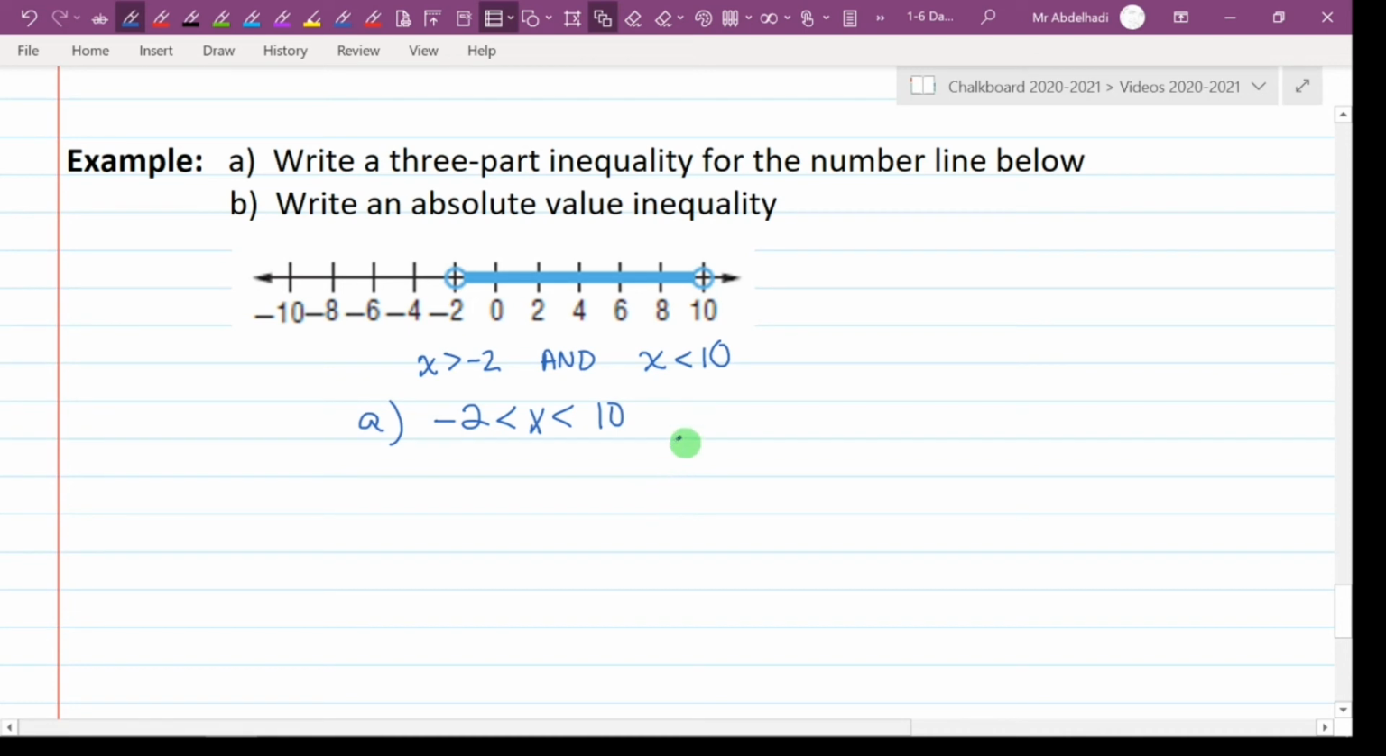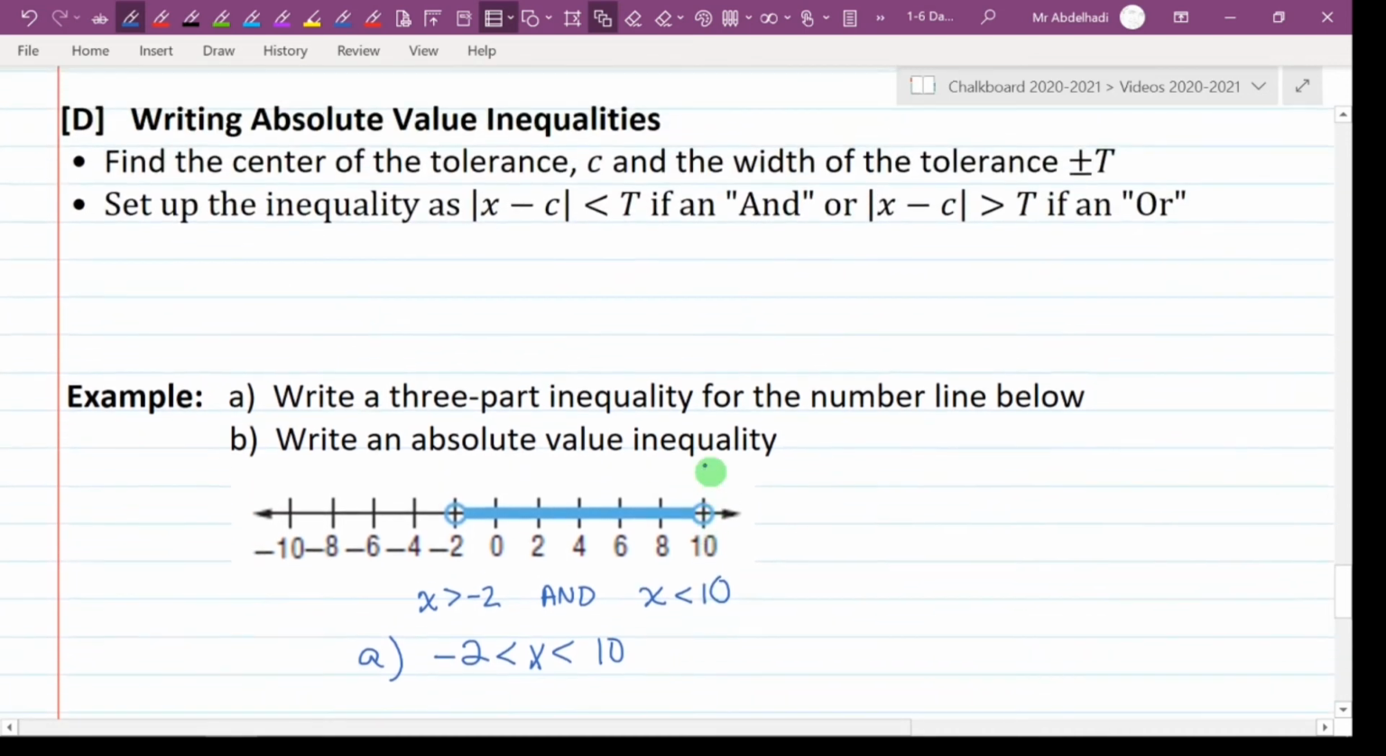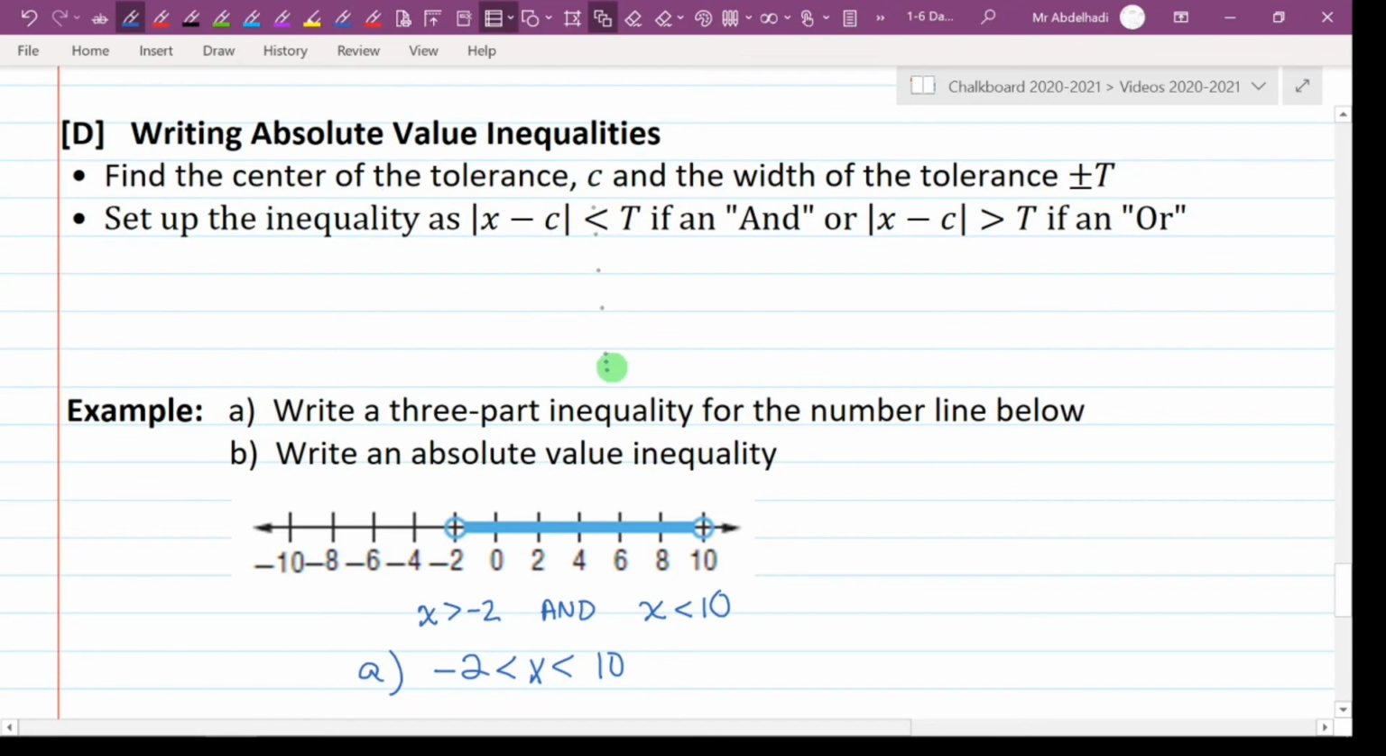So here's what you do. You look for the center of the tolerance here. So this area here goes from -2 to 10. Where's the middle? Okay, it looks like 4, right? 4, 1, 2, 3 boxes to the right. Actually, it's 6 because it's going by 2s here. 2, 4, 6 to the right, 2, 4, 6 to the left. So your center is 4, okay?